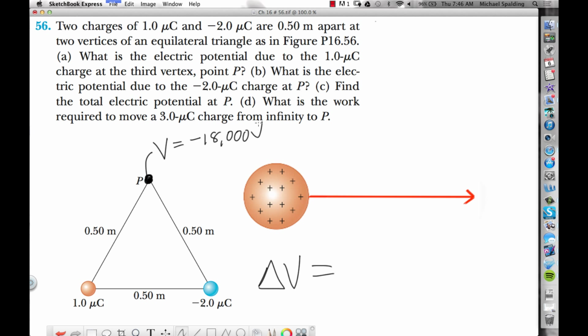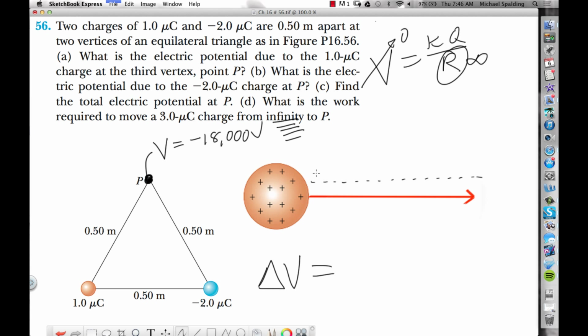When does electric potential become useful? When you have a difference. So look, part D gives us a second point. What's the second point in part D? Infinity. Now what do you have to know about infinity? Look at the equation, kQ over r. If r is infinity, like you go super, super far away from the charge, what happens to V? It goes to 0, right?